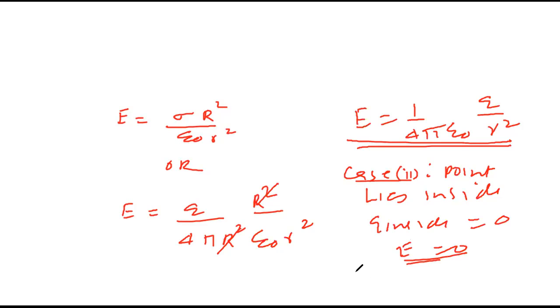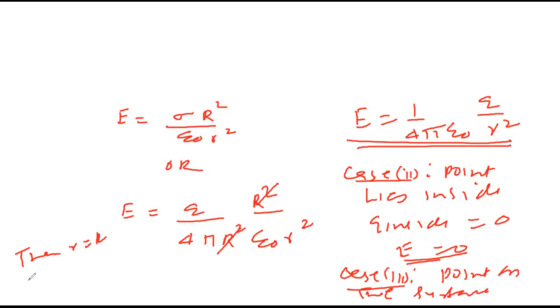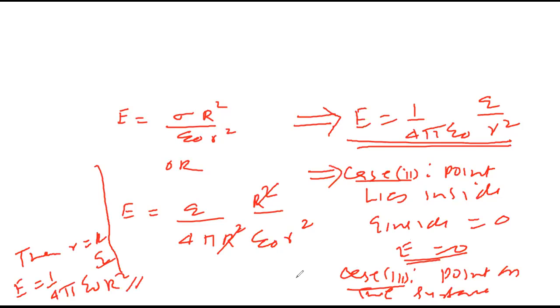And if the point is on the surface, then small r becomes capital R. Therefore, E will become 1 upon 4 pi epsilon Q upon capital R square. So this is for inside, outside, and on the surface for sphere. Maximum time you will get sphere, and if the paper is difficult, then cylinder or sheet will come. Copy properly till the end.